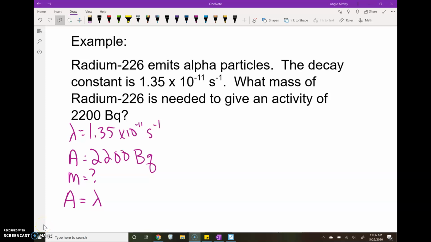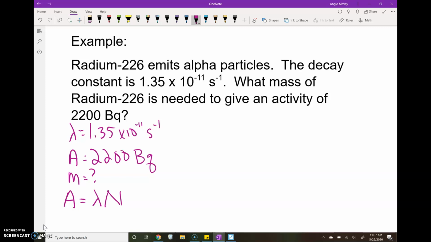All right, so my video cut off in the middle of this problem, so let's keep going. This problem is looking for what mass of radium-226 is needed to give an activity of 2200 becquerel. We don't have an equation that has mass in it explicitly, but we do have an equation relating activity to the decay constant and the number of undecayed nuclei.